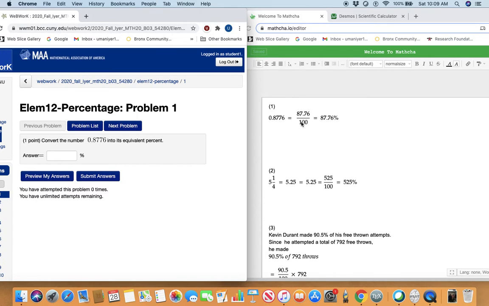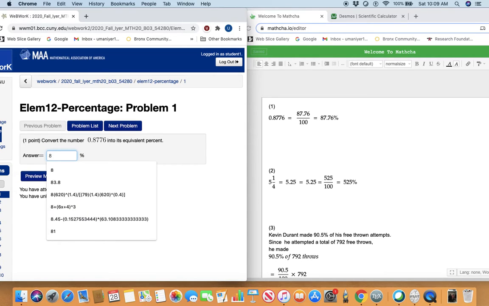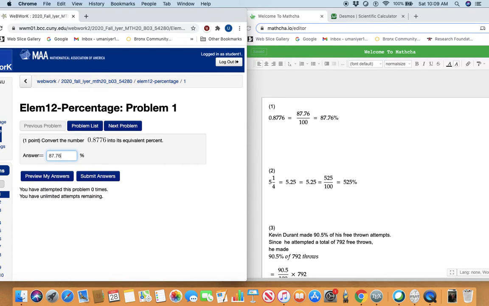Why did I write 100 in the bottom? Because that is what percent is. Division by 100 is percent. The numerator is 87.76, so this is 87.76%. Percent means division by 100. So you took this decimal number and converted it to a fraction with 100 in the bottom. All right.